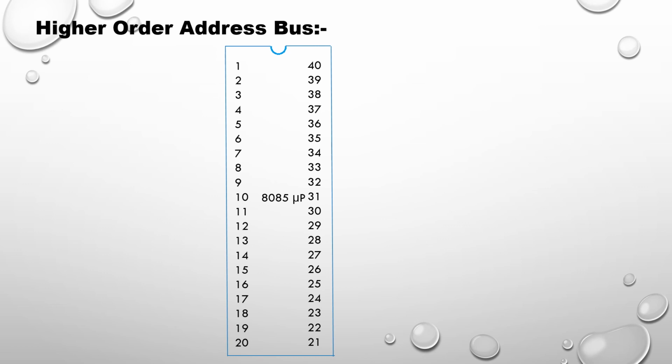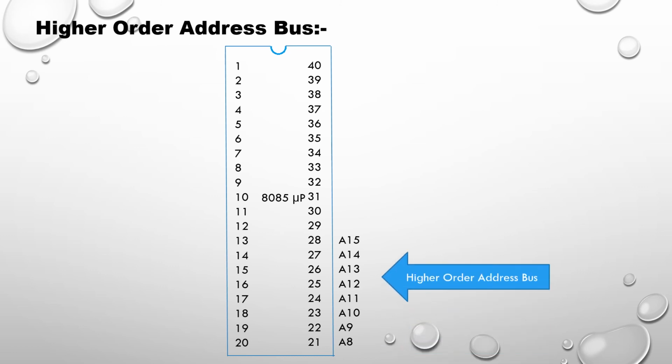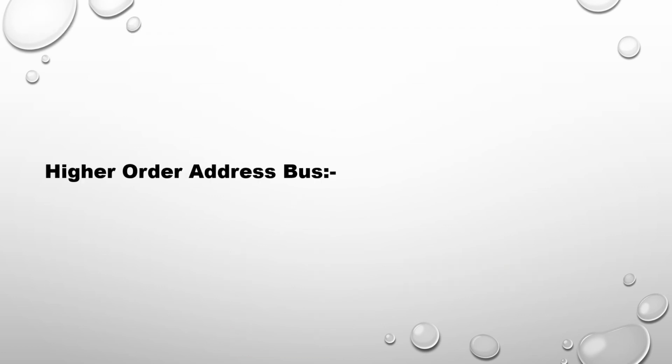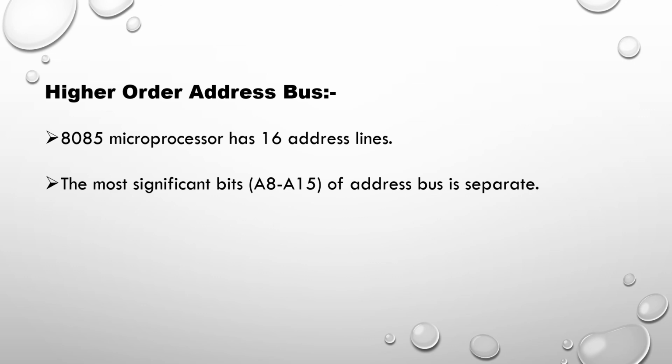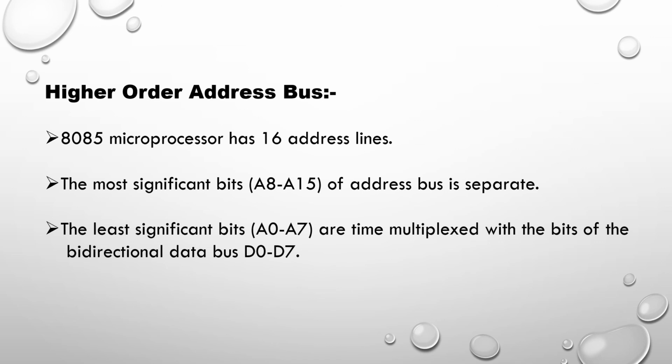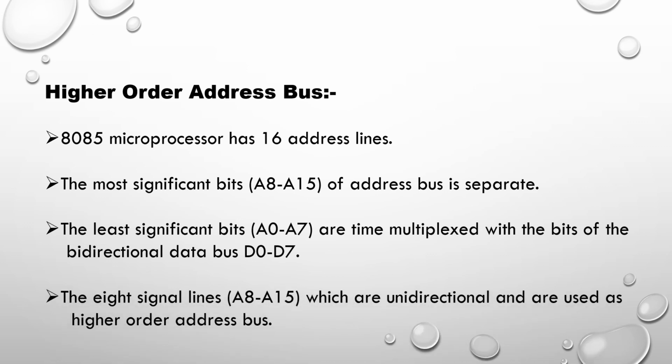Next, let us discuss the higher order address bus. From pin 21 to 28, it is occupied by the higher order address bus. We know our microprocessor has 16 address lines. The most significant bits A8 to A15 of the address bus are separate. The least significant bits A0 to A7 are time multiplexed with the bidirectional data bus, that is D0 to D7. The 8 lines A8 to A15 are unidirectional and are used as the higher order address bus.